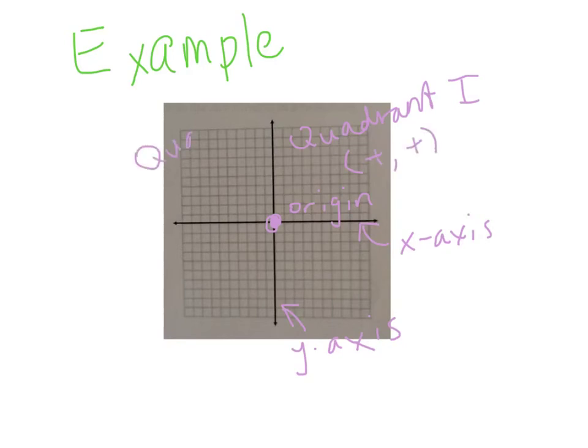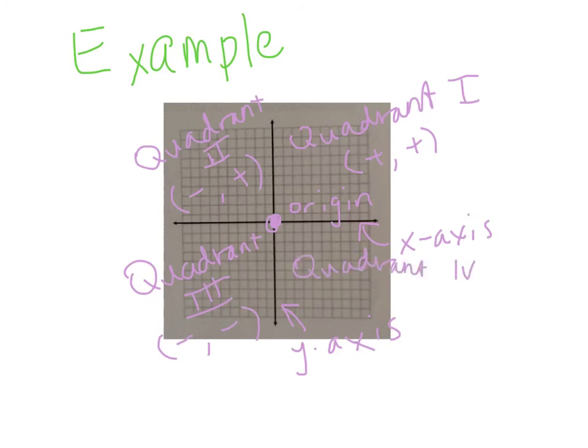Then we come over here, and we have quadrant 2. And quadrant 2 will always have a negative x value and a positive y value. And then down here, we have quadrant 3, which has a negative x value and a negative y value. And then we have quadrant 4, which has a positive x value and a negative y value.